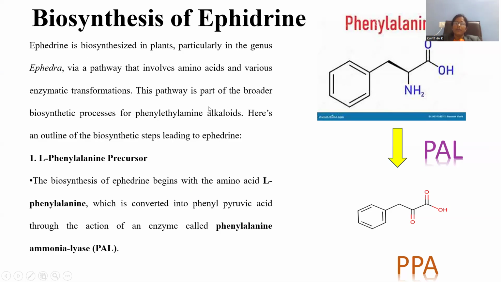In order to observe the pathway for the biosynthesis of ephedrine, we have the starting material, the precursor called L-phenylalanine.